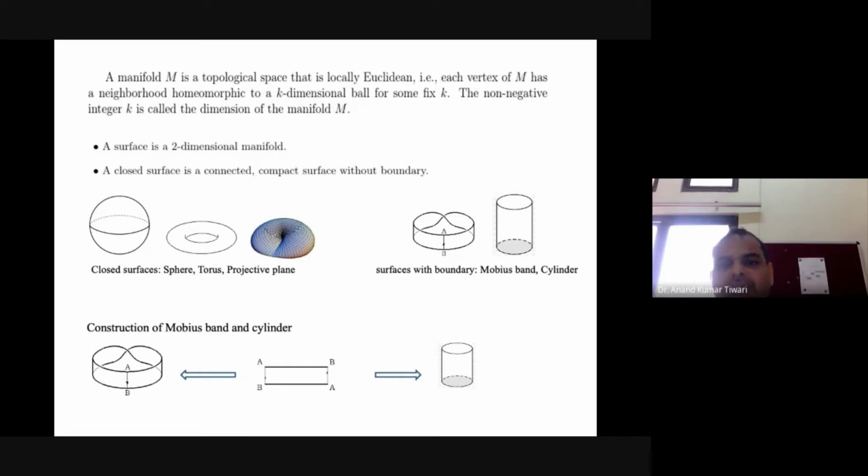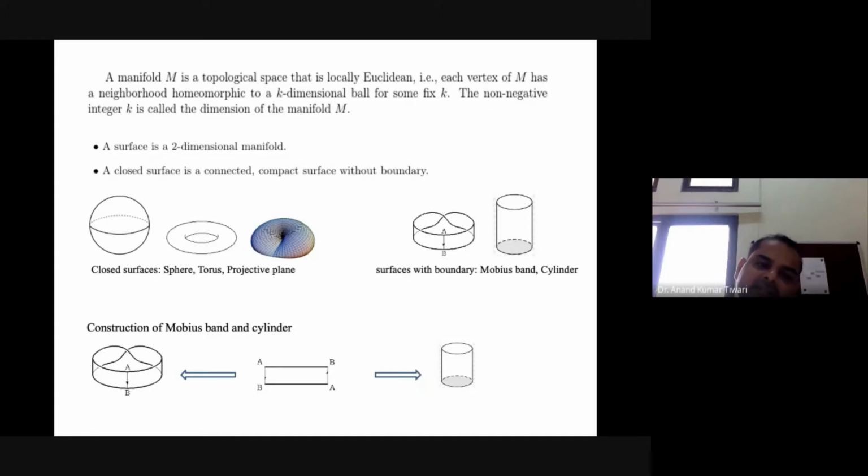And that is, at each vertex V of M has a neighborhood which is homeomorphic to a k-dimensional ball, and in that case, the manifold is called a k-dimensional manifold. So basically, a surface is a two-dimensional manifold, and a closed surface is a connected compact two-dimensional manifold without boundary. So these are the examples.